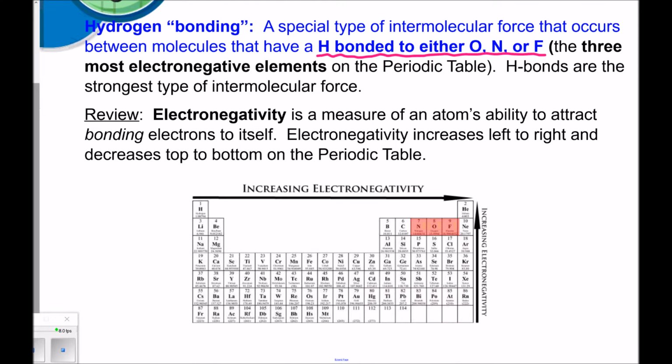Okay, a little review. Remember electronegativity. It's a measure of an atom's ability to attract bonding electrons to itself. Electronegativity increases left to right and decreases top to bottom on the periodic table. So nitrogen, oxygen, and fluorine right here are therefore our most electronegative elements on the periodic table.